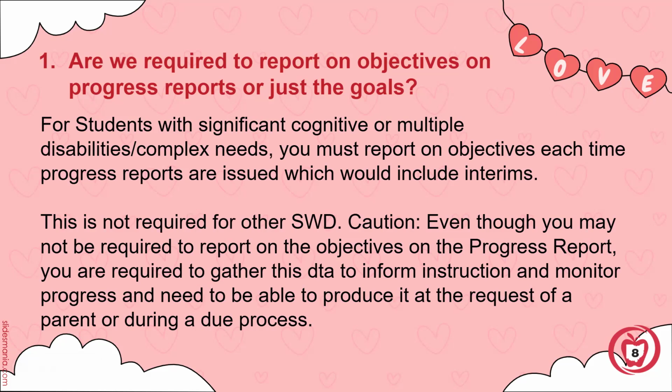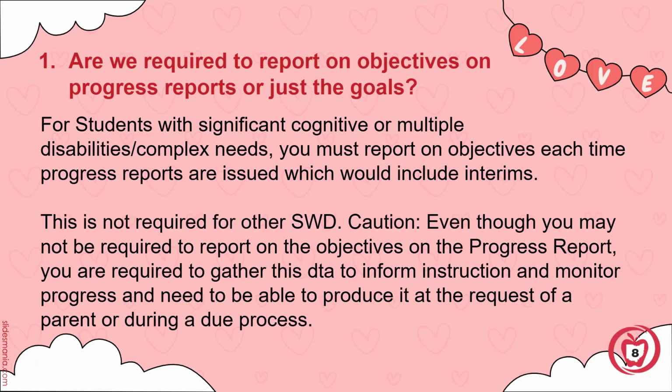And the short and sweet answer is that for students with significant cognitive or multiple disabilities, so our kiddos with more complex needs, you are required to report on the objectives each time progress reports are issued. And so if your district does interim reports, that would mean you would have to have data on those interims as well. This is not required for other students with disabilities. So students who are a little higher functioning, you do not have to report on the objectives themselves.